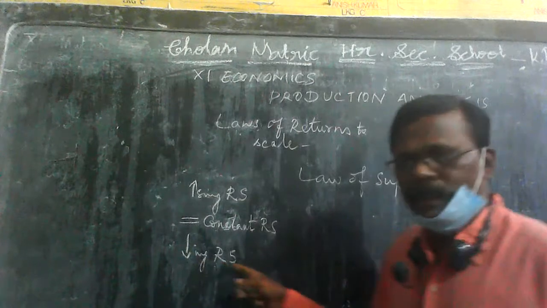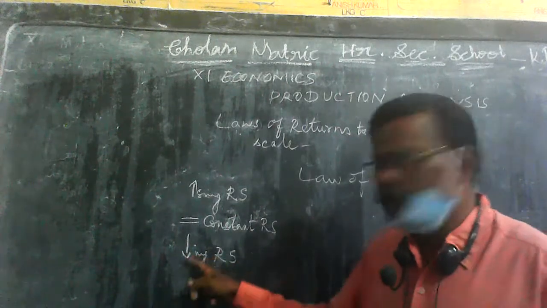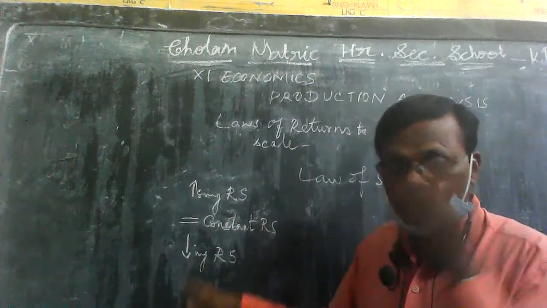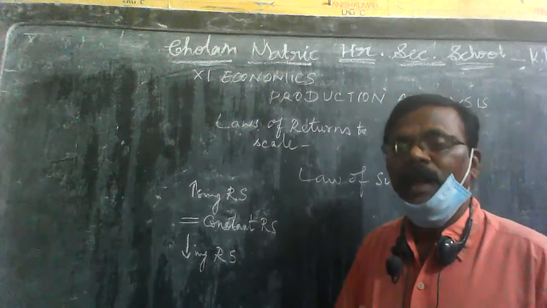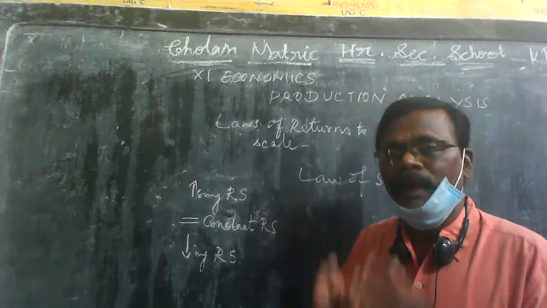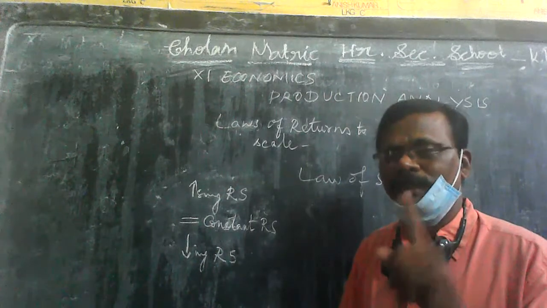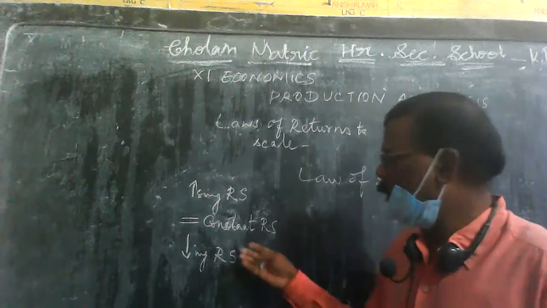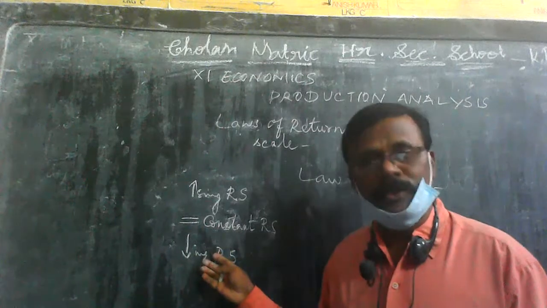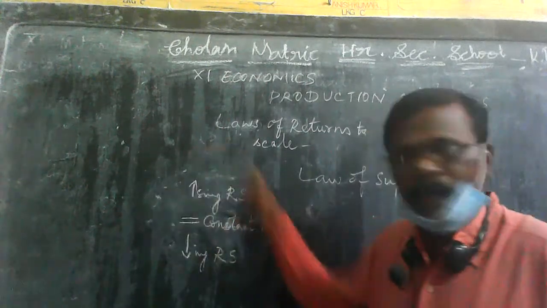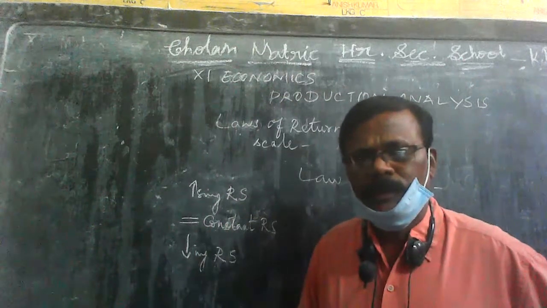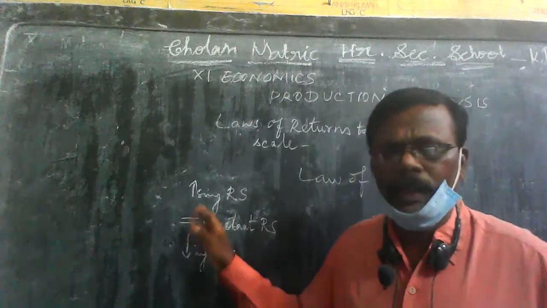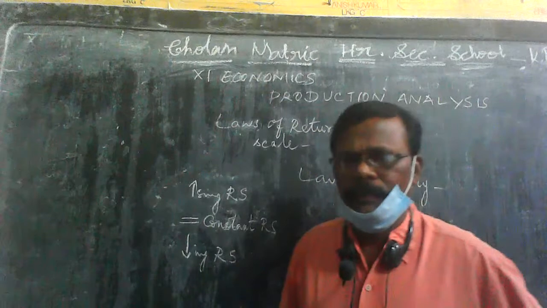Next, diminishing returns to scale. So in this case, if all the inputs are increased, output increases by less than 1%. That is called diminishing returns to scale. So these are the three phases of returns to scale. So this is about the long-run production function.